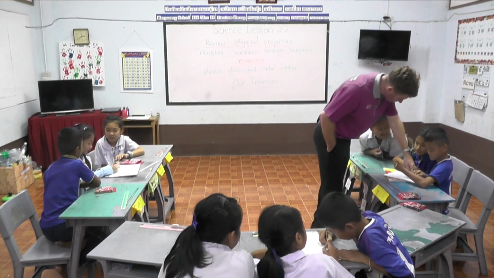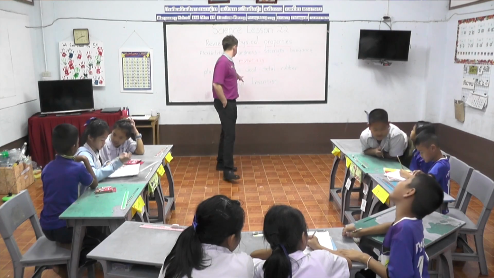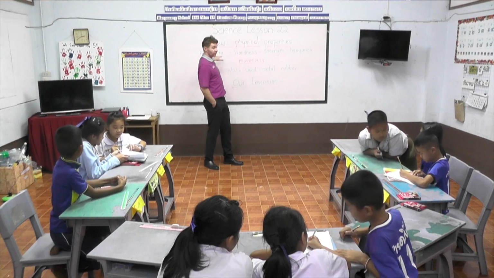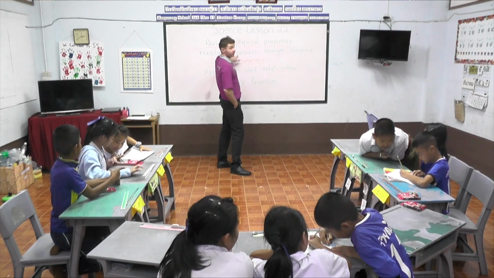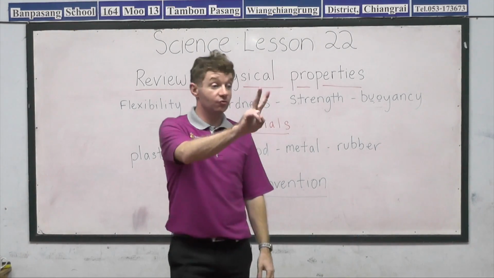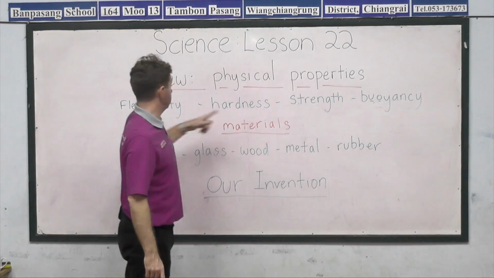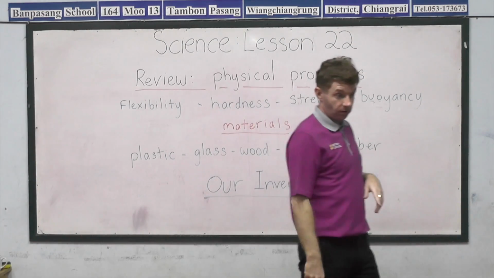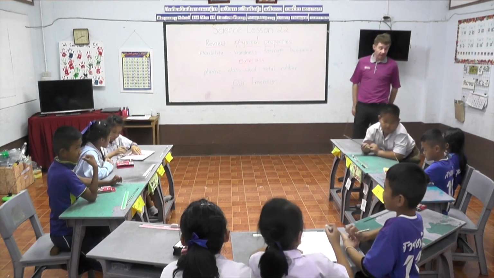So we have metal and rubber, yes. What physical properties? So we've got metal and rubber. We need two physical properties. Don't forget hardness and strength, or up to you, but has to have two. 1, 2, 3, 4. Your invention has two. Up to you, you can decide.